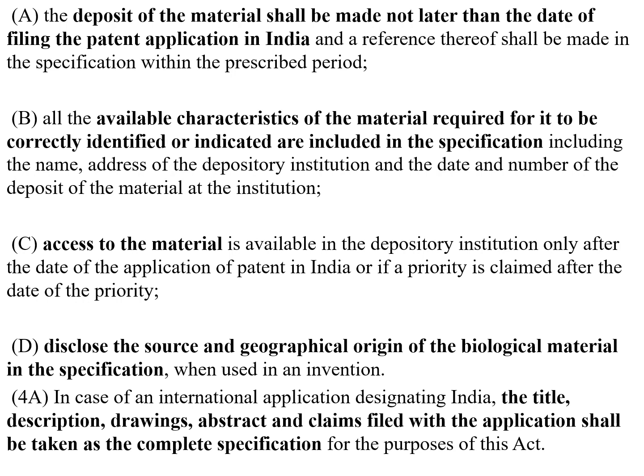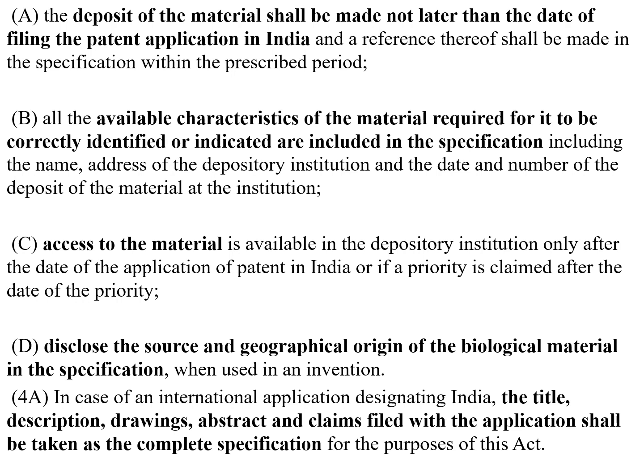And then subclause B says that available characteristics of the material that is required to be correctly identified or indicated should be included in the specification, like name, address of the depository institution, date, number, and the other details of the material and the depository institution. So it's very well identified that this biological material that is talked about in the specification is submitted on this date under this number at this particular depository institution. So all the details should be provided.